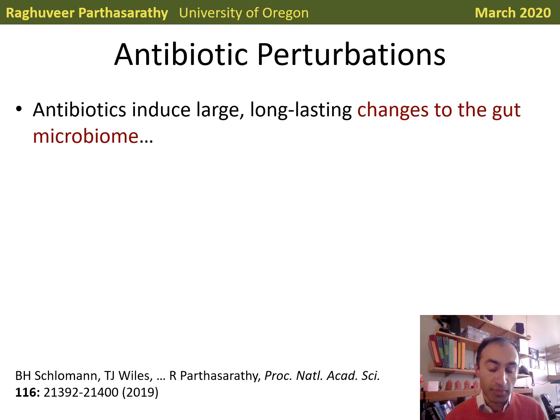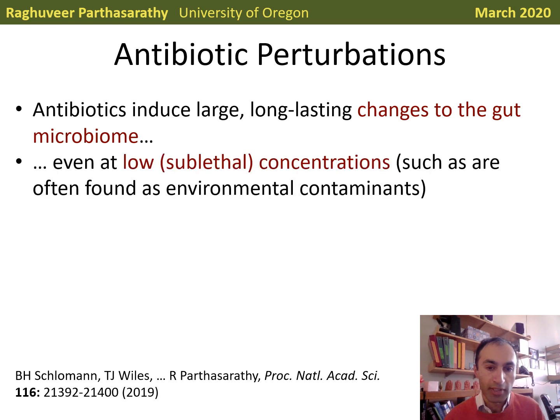And this in itself isn't surprising because antibiotics do target bacteria, but the surprising part is that this is the case even at low, that is sublethal, concentrations of antibiotics. And these levels are especially concerning because low antibiotic concentrations are often found as environmental contaminants. So how could this be? How can weak antibiotics have such a large effect on gut bacterial communities?